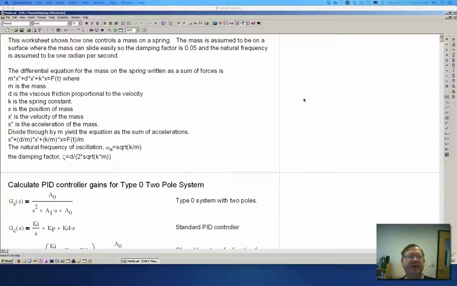Hello. Today's video is going to be about controlling a mass on a spring, a mass damper system. And before you get around to saying, well, oh no, yet another second order video, I'm going to tell you that this is going to be different, and I'll explain why.